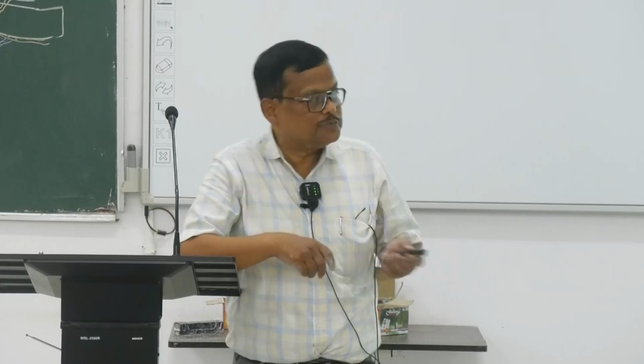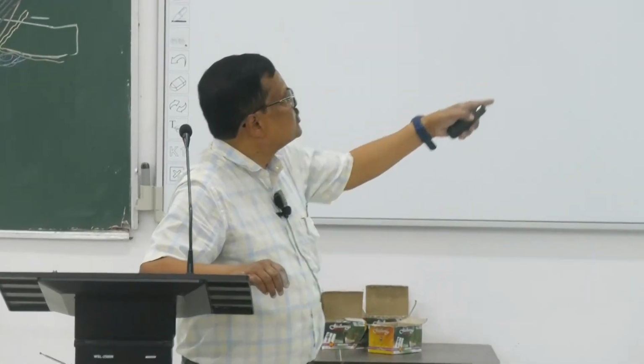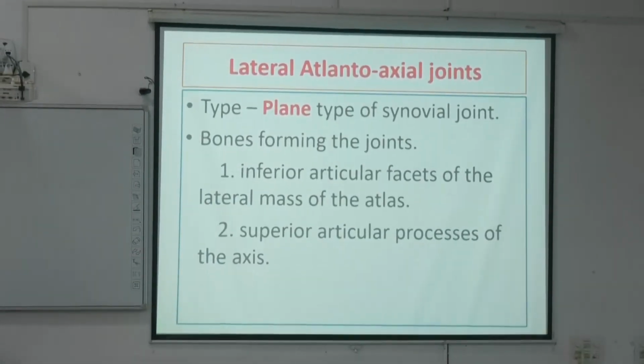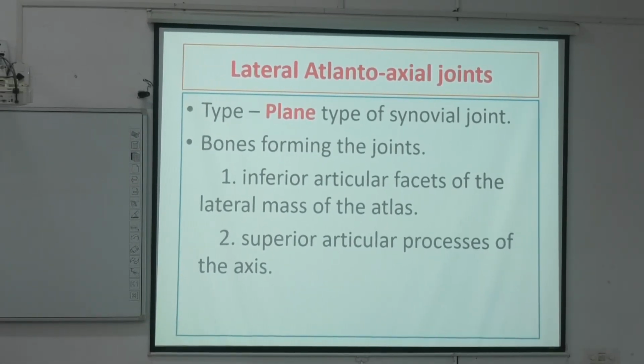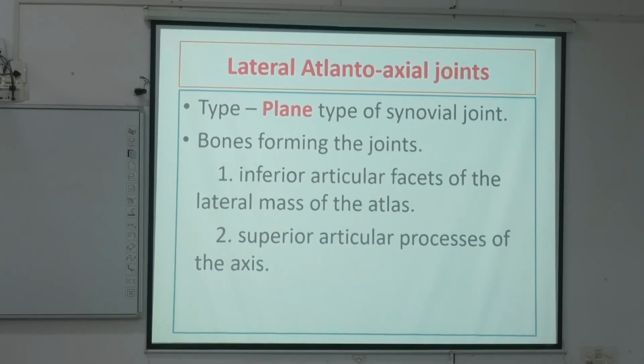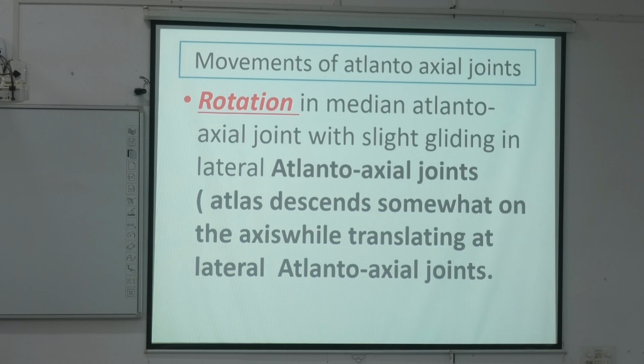So what are the ligaments present in this median atlanto-occipital joint? Capsular ligament, apical ligament, alar ligament and membrana tectoria. The lateral atlanto-axial joint is very easy, a plain type of synovial joint, between the inferior articular facet of the lateral mass of the atlas and the superior articular process of the axis, supplied by branches of the dorsal rami of the C1 and C2 nerves. The movement I will tell tomorrow, there is time.